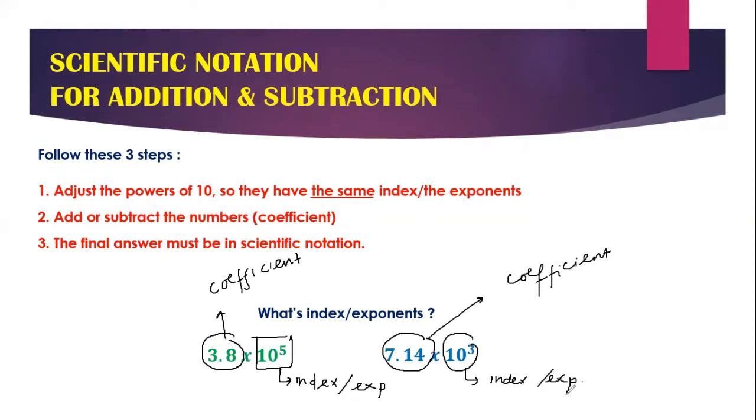So clear, students? Once again, 3.8 is the coefficient and 10 to the power of 5 is the index or exponent. 7.14 is the coefficient and 10 to the power of 3, or 10 cubed, is the index or exponent. Clear, everyone? Okay, go to the next topic.